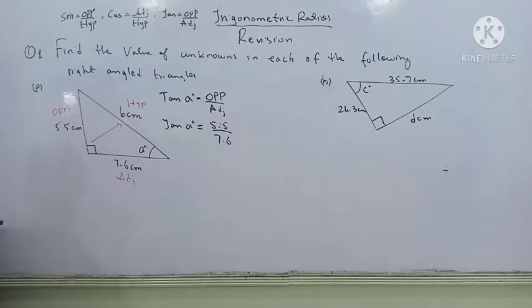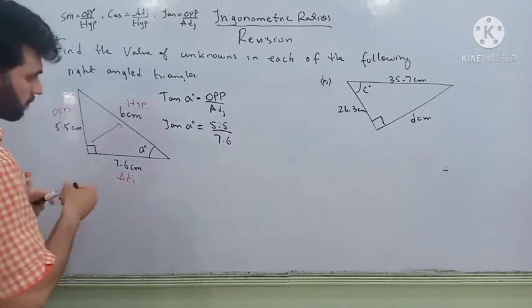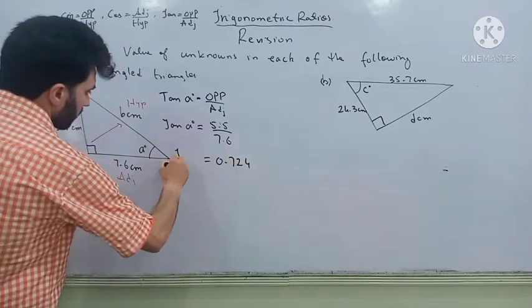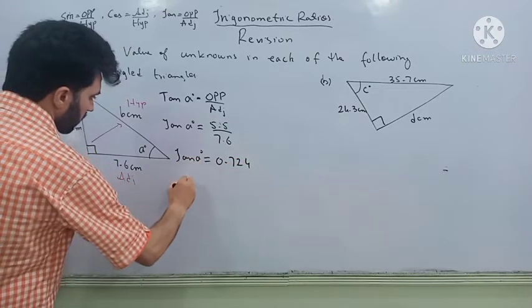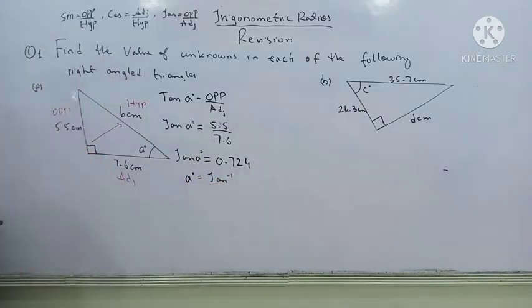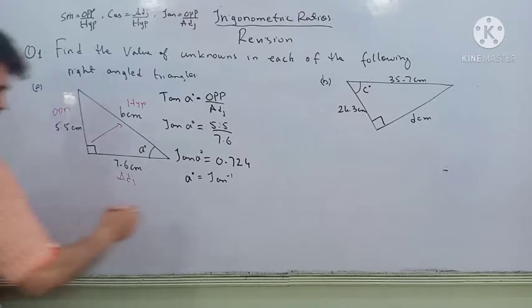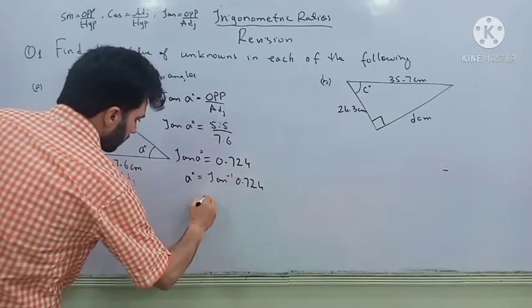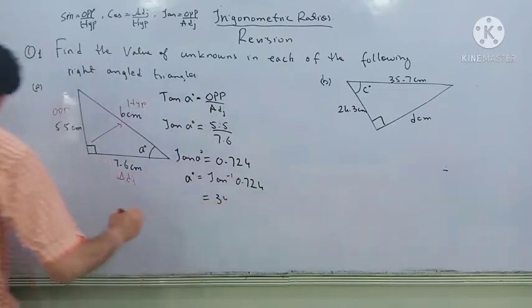5.5 divided by 7.6. This is 0.724, right? In the next step, we have to take tan inverse, right? 35.9.